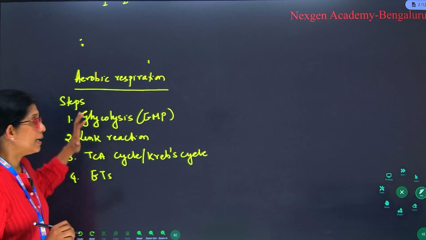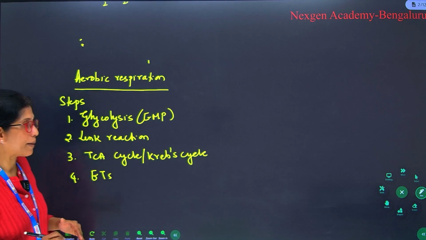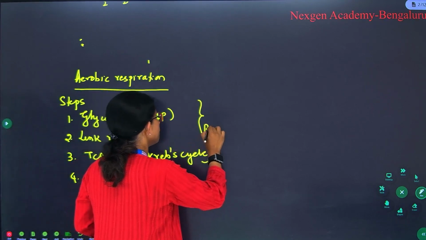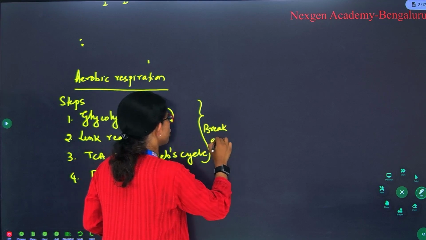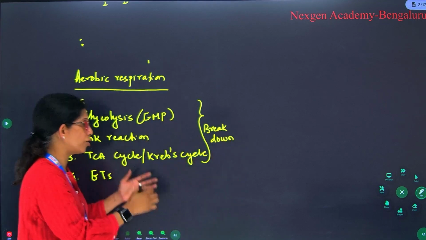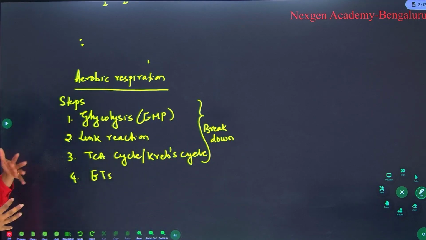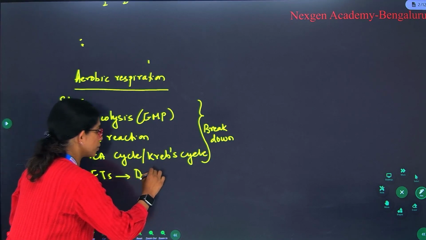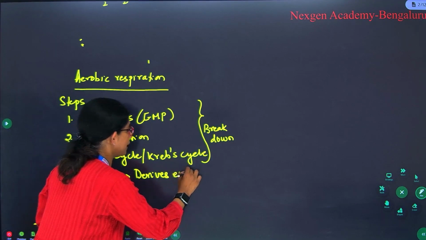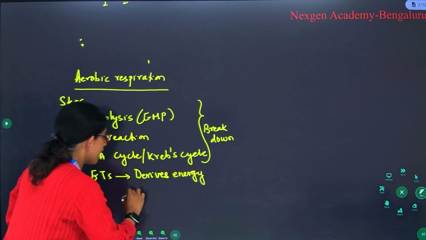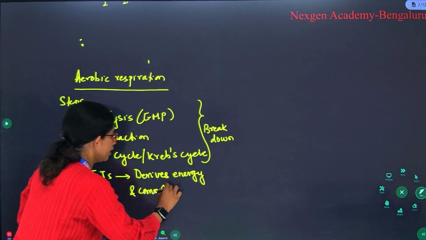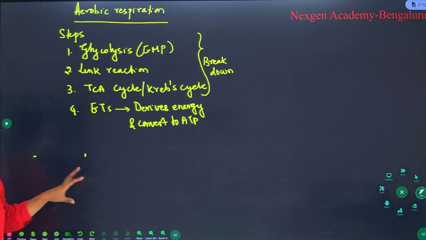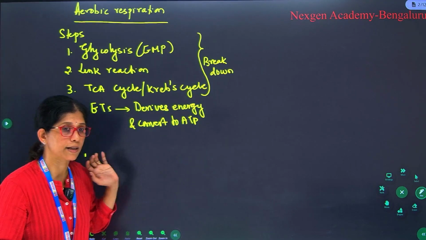Now remember, although it is a 4-step process, the first 3 steps are the breakdown steps. So your food is broken down by the end of the Krebs cycle. What is the use of the electron transport system? The electron transport system is the step which will derive the energy and convert it to ATP. So this is what happens in the cell of an aerobic organism.